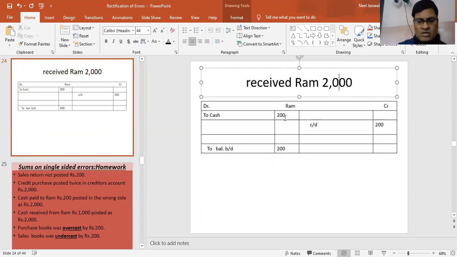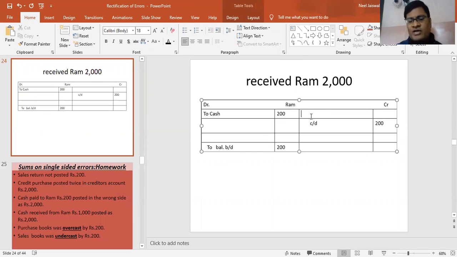So where I would have recorded the correct entry, how would I have done it? I would have recorded it over here by cash, by cash 2000. This would have been my correct entry. Then I would have got my closing balance on this side. It means RAM will be showing me a credit balance because I have received cash from RAM, and my cash account is a debit balance. I should have done it on this only.